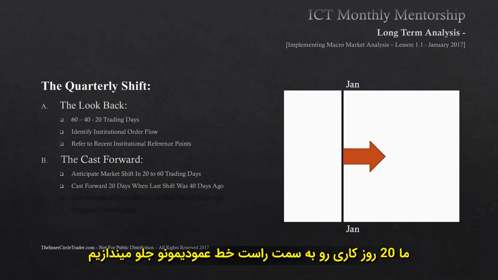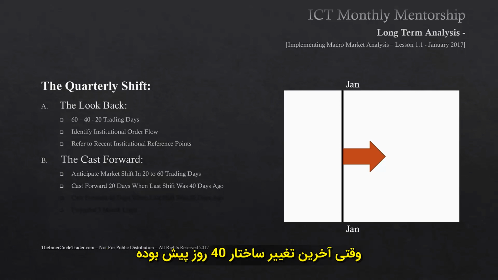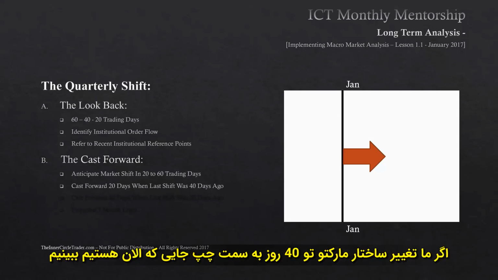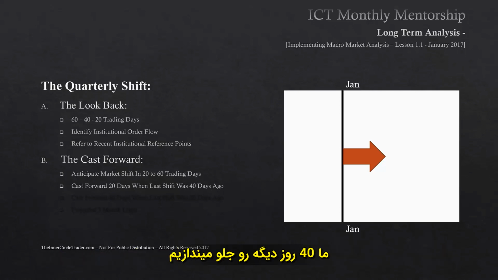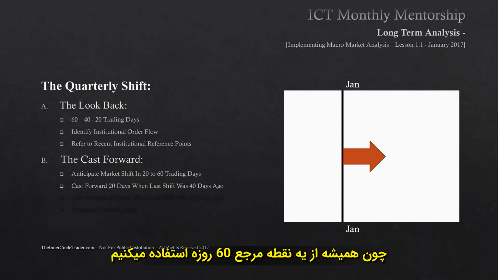We cast forward 20 days to the right of our vertical line when the last shift was 40 days ago. In other words, if we've seen a market structure shift after a vertical line was delineated, if we see the market shift in the last 40 days to the left of where we're at now, we cast forward 40 more days, because we're always using a reference point of 60 days.